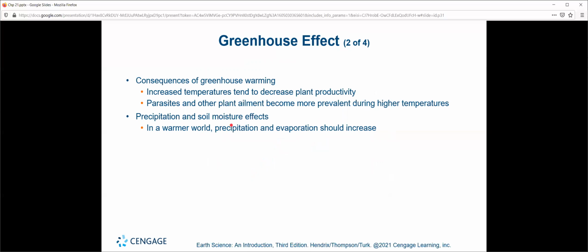Consequences of greenhouse warming, again, are obvious. It's called greenhouse for a reason, right? Increased temperatures. What are the results of increased temperatures? That's the important part. Well, one of the results of increased temperatures is decreased plant productivity. In fact, if you've ever gardened before, know anything about plants, you know that plants like things the way they like them. Change temperature a whole lot on a plant, it's not going to be very happy with you.